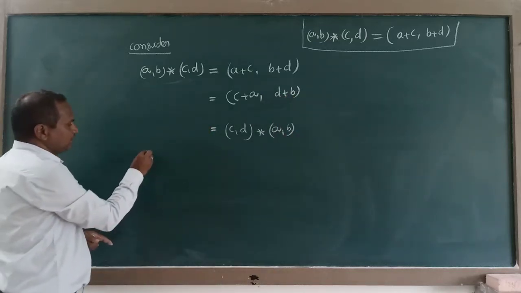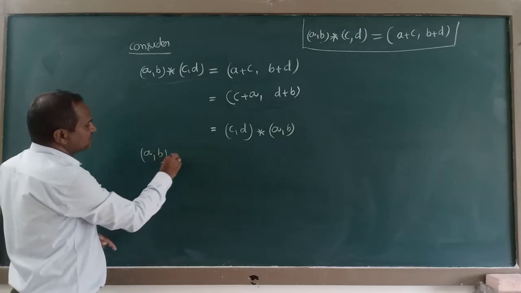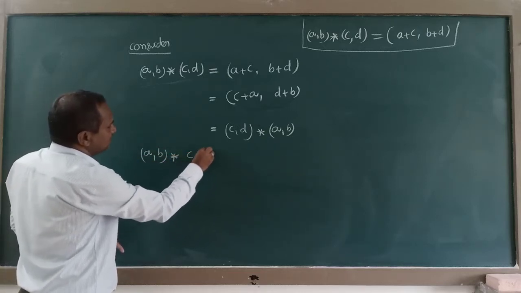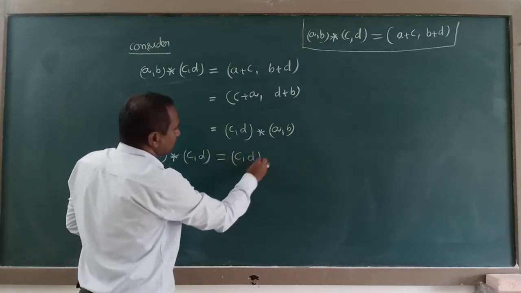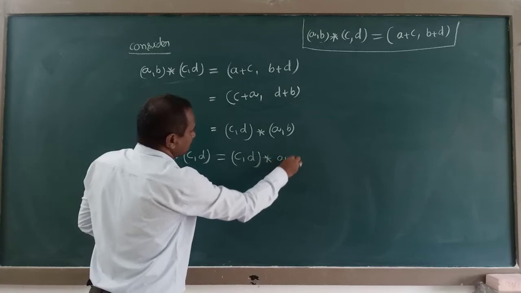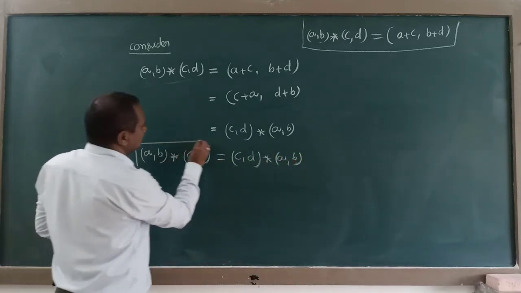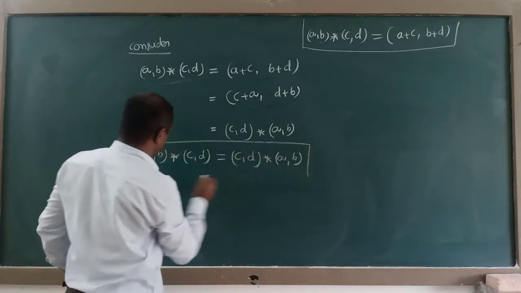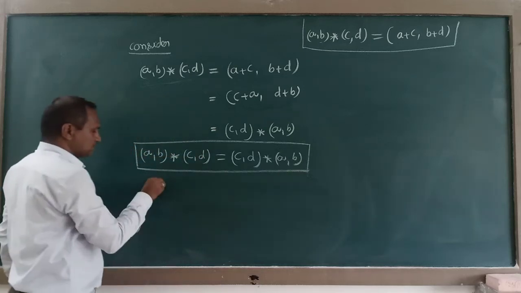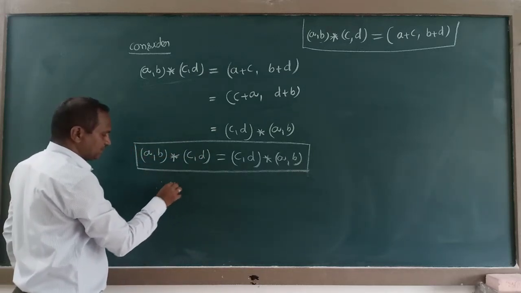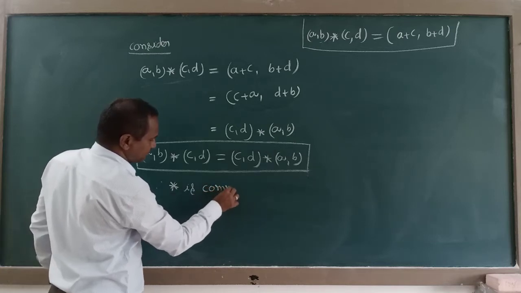Therefore, finally, we can write (A, B) star (C, D) is equal to (C, D) star (A, B). If you are getting that, then we can say that star is commutative. Therefore, we can tell star is commutative here.